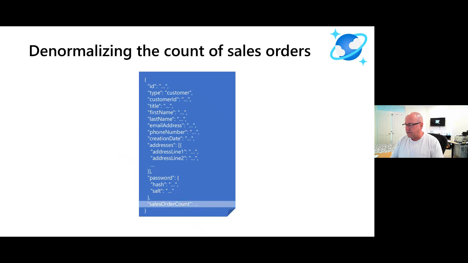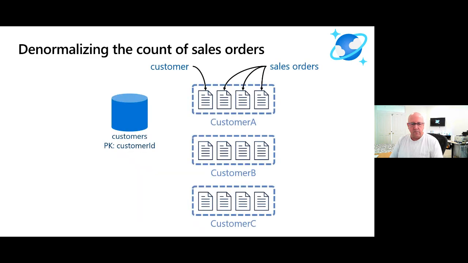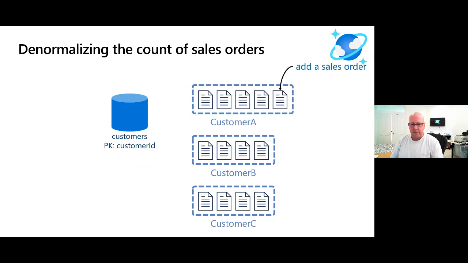What we're going to do is create a new property and call it sales order count, and I'm going to store that in the customer entity. So note here, my type is going to be customer. Then I'm going to create an aggregate for that, denormalize it, and store it in the customer entity here. So what we achieve is that when I add a sales order here, I'm then going to update my customer record and increment the sales order count each time.